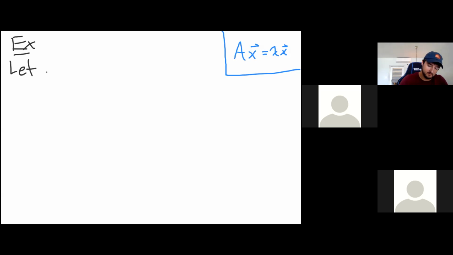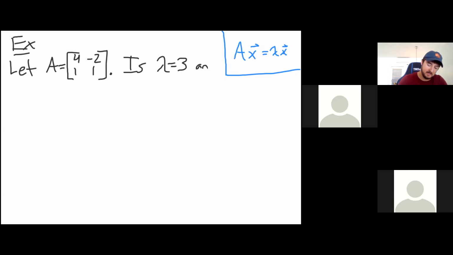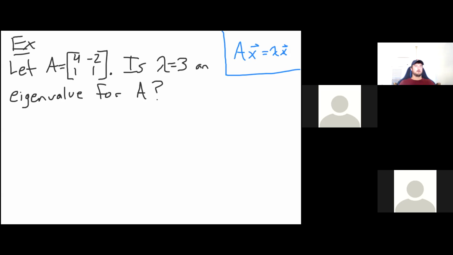So let A be the 2 by 2 matrix, -2, 1, 1. The question I want us to answer is: is lambda being 3 an eigenvalue for this matrix A? So is lambda equals 3 an eigenvalue for this matrix A?